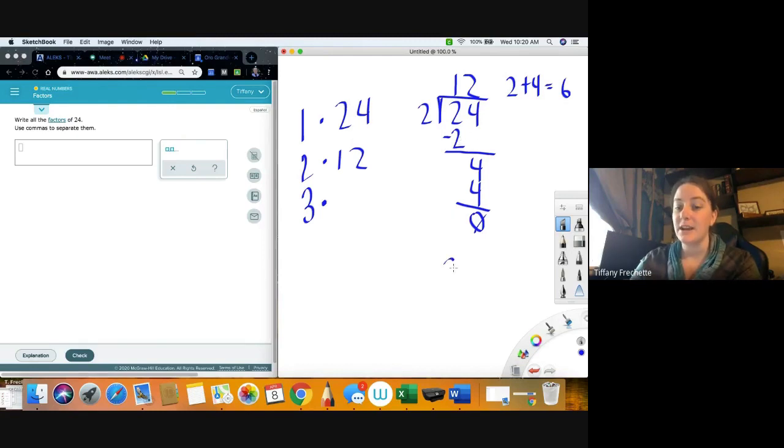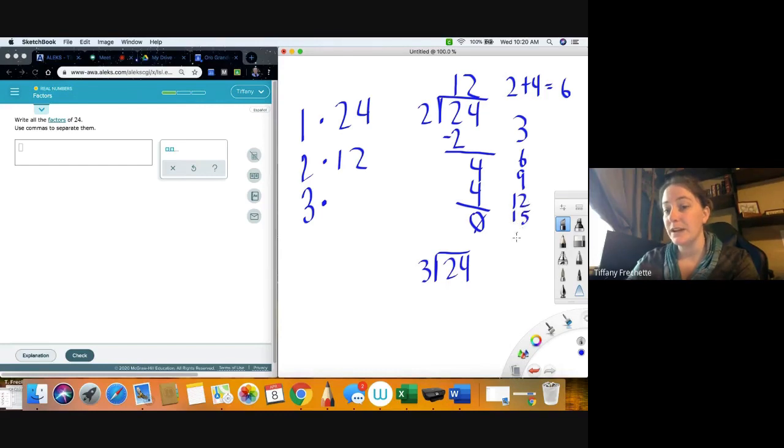So I can take a minute here and go 24 divided by 3. With this one, I can't go into 2, so I have to go into the whole 24. So I need to know my factors of 3. So I have 3, 6, 9, 12, 15, 18, 21, and then 24. If you didn't know what I was doing, all I'm doing is counting by 3s. So 3 plus 3 is 6, plus 3 more is 9, plus 3 more is 12, 3 more 15. So I'm just counting by 3s.